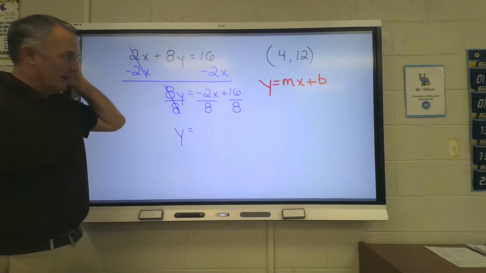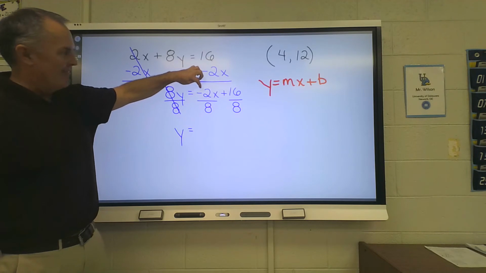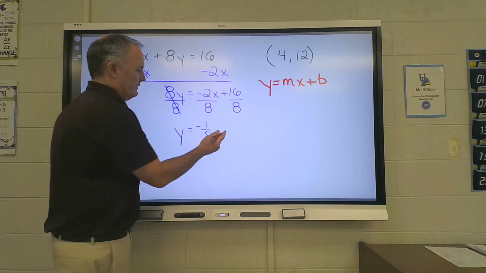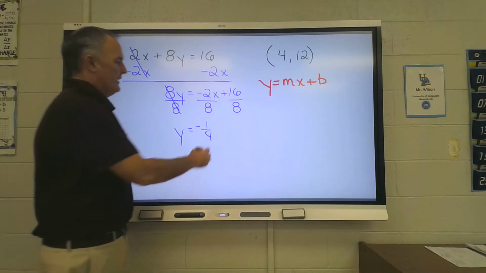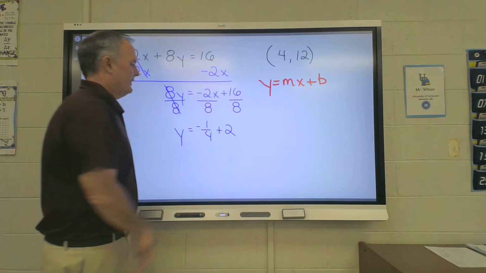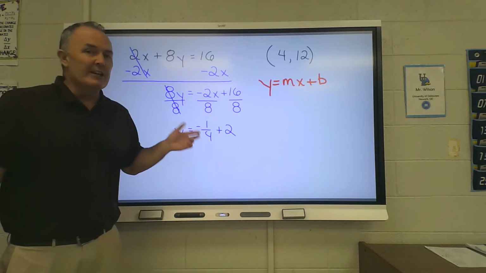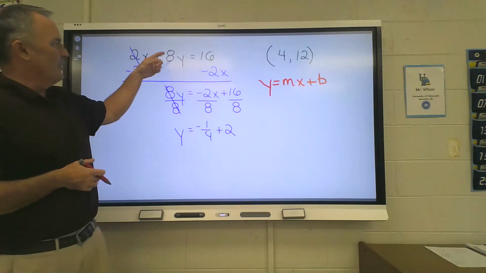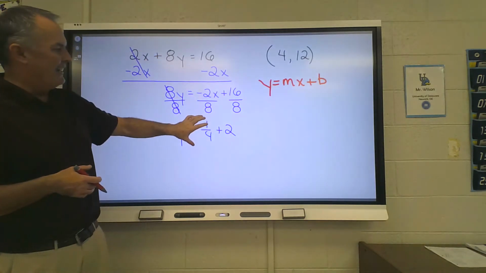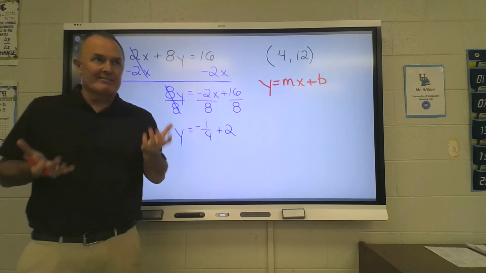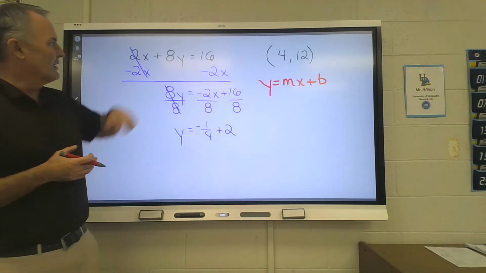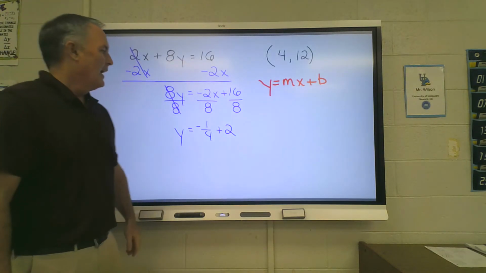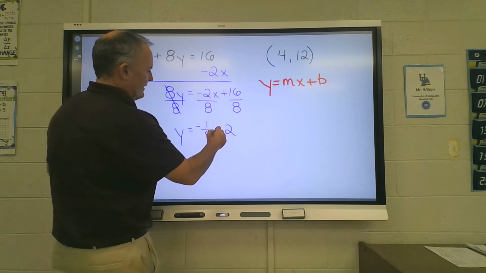So I have y all by itself. This will give me negative 2 over 8, which is the same thing as saying negative 1 over 4 for my slope. And this will be plus 2. All right, now I have an equation. This equation is not parallel to that equation. It's the same line. All I've done so far is take this equation and convert it into slope-intercept form. Technically, they're the same equation. If I was to graph this and graph this, it would be the same line. However, oops, forgot to put my x in there.